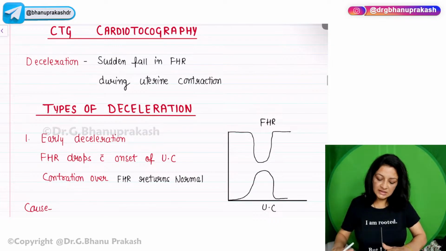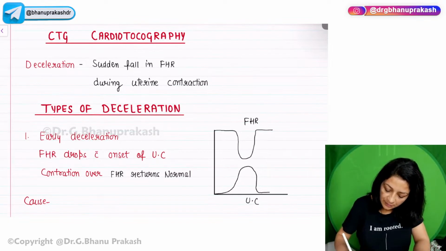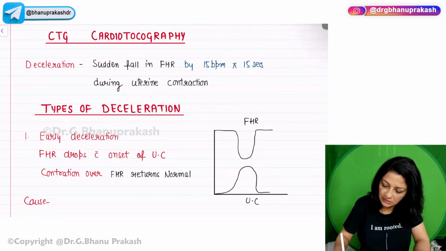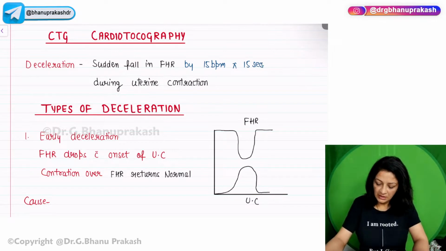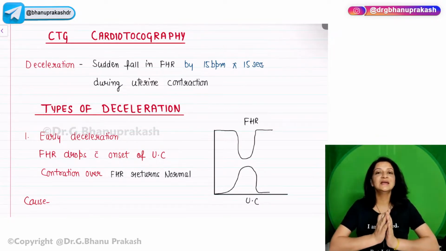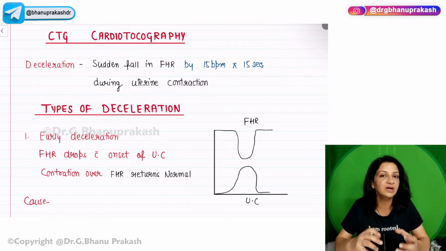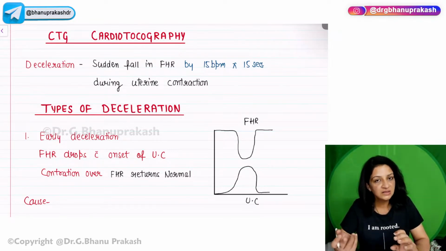So next one is CTG, cardiotocography. So cardiotocography में हम क्या देखेंगे? Decelerations, sudden fall in fetal heart rate by 15 beats per minute for 15 seconds during uterine contractions. Means जैसे मैंने आपको बताया CTG में क्या होगा, जैसे ही uterine contraction आएगी वैसे ही क्या होगा, fetal heart rate fall करेगा. That is called as deceleration.